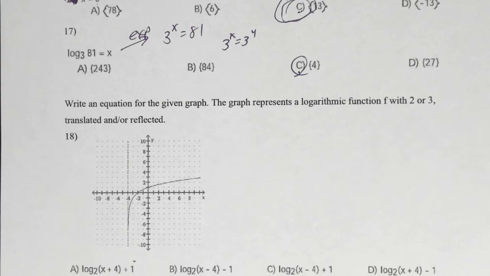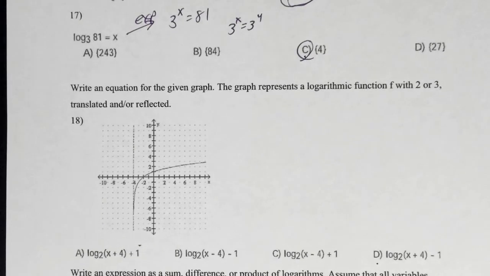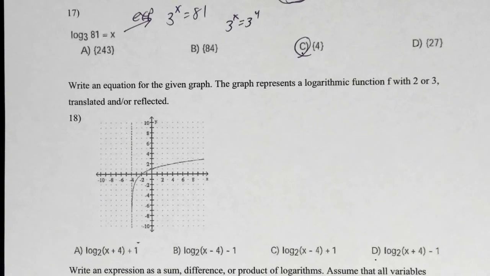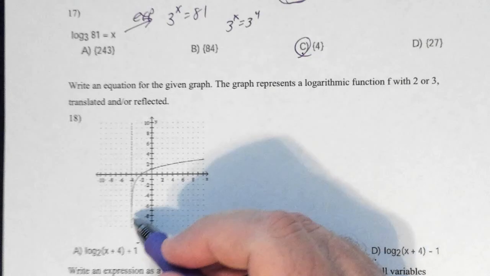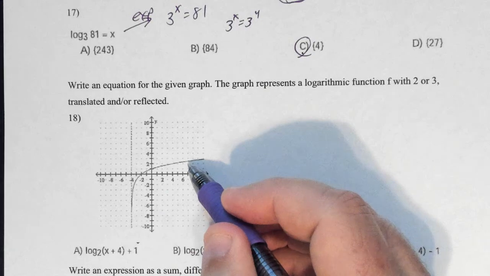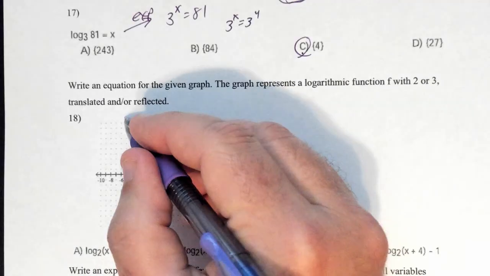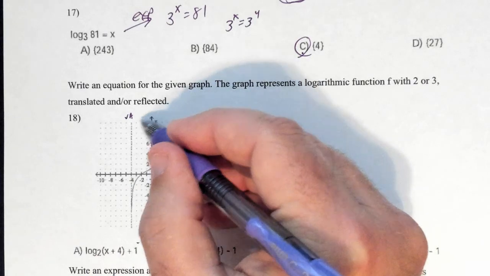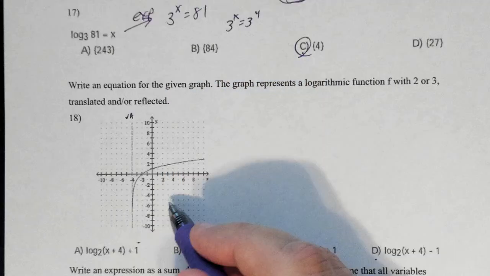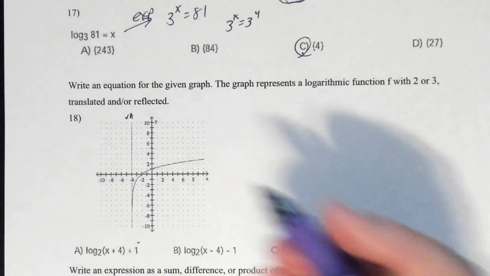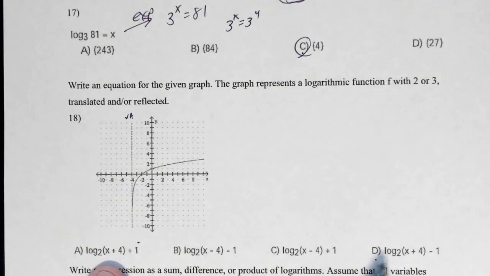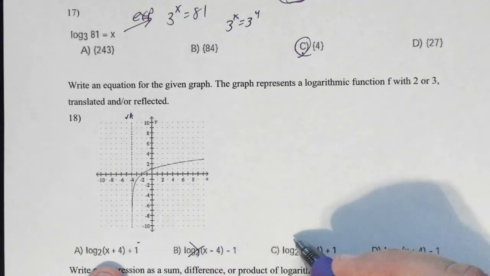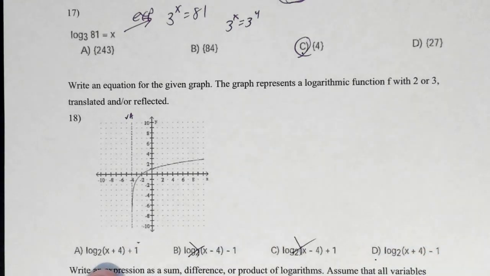18, writing the equation of the given graph. Okay, so these are in base 2 of a logarithm. A logarithm always looks like this. And the first thing you can notice is your vertical asymptote. It shifted from the y-intercept over 4. So that means everything had to have gone left 4. So your left move is going to be inside, and a left 4 is going to be a plus 4.